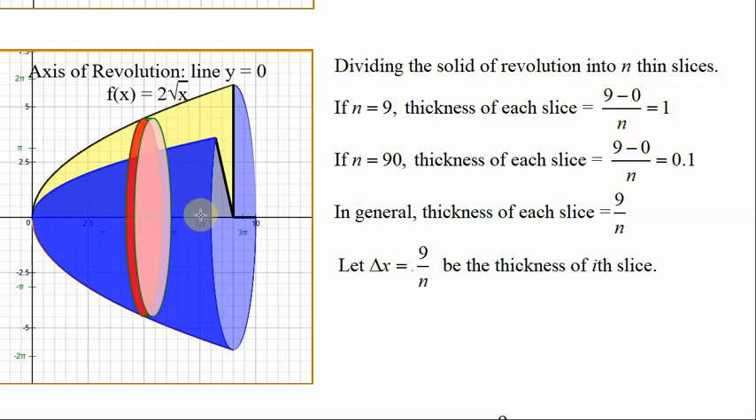But if we divide the solid into 90 slices, then the thickness of the disc will be 9 over 90, which is 0.1. And so in general, if we divide the solid into n slices, then the thickness of each slice will be 9 over n. Let's denote the thickness of each slice as delta x.